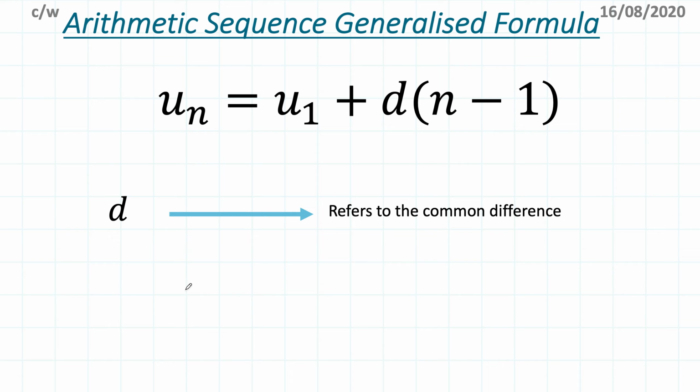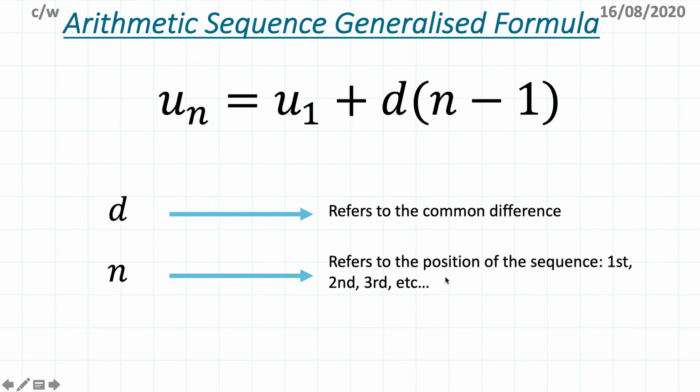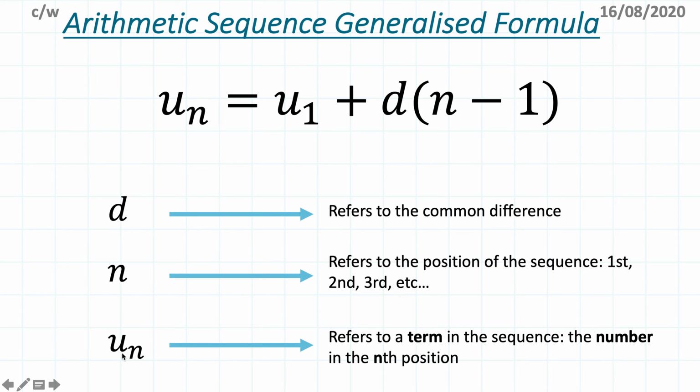So you can just substitute a negative 2 here, for example. The other values are: N refers to the position in the sequence. So it is very important to note that if you're talking about the 5th position, the 1st position, the 10th position, this is where you put the position value. This is the position you're looking at. And Un refers to the term in the sequence. So if the 3rd position has the number 26, then Un refers to 26.